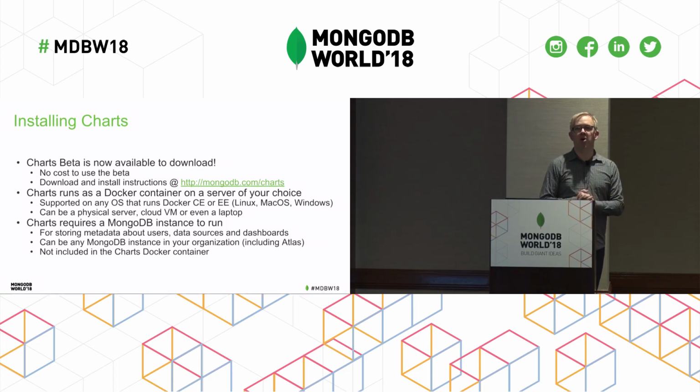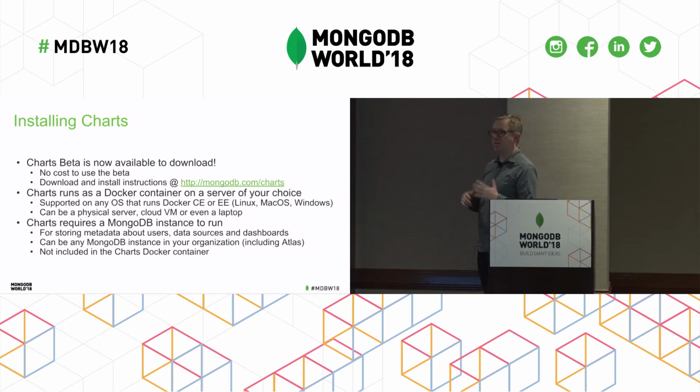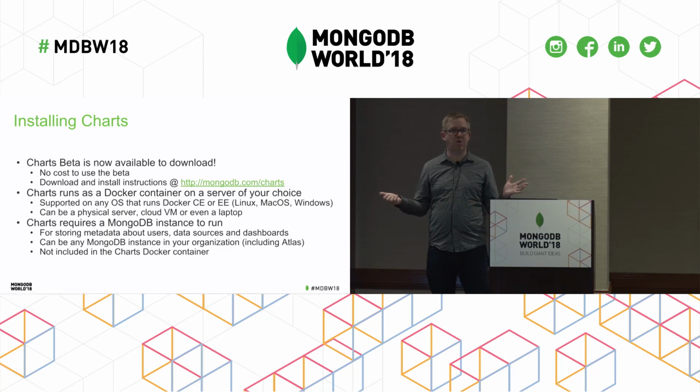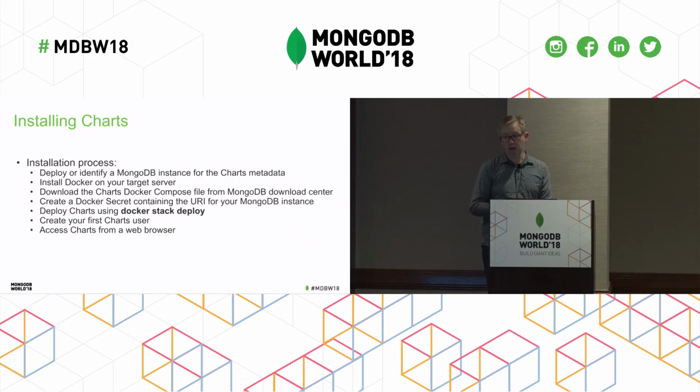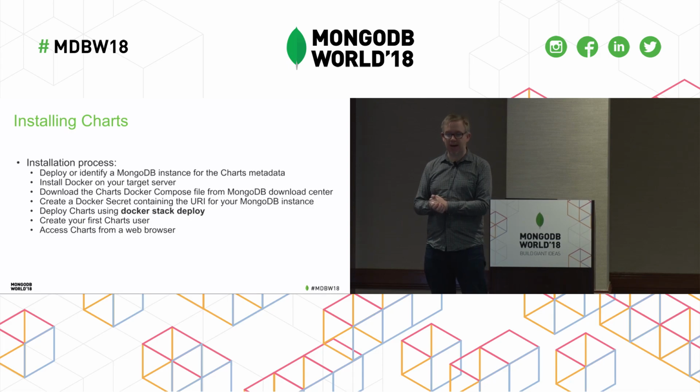Charts also requires a MongoDB instance to run. So if you're interested in Charts, I'm assuming you probably have MongoDB already. But in addition to the databases with the data that you're visualizing, it needs a small database, in fact 3 or so databases that basically just contain the metadata. That's not included with Charts. You have to have one already. It can be an existing one, it can be a new one, it can be on-prem, it can be Atlas, but you have to install that first before you install Charts. So there's some really good documentation explaining this, but just so you know what to expect.